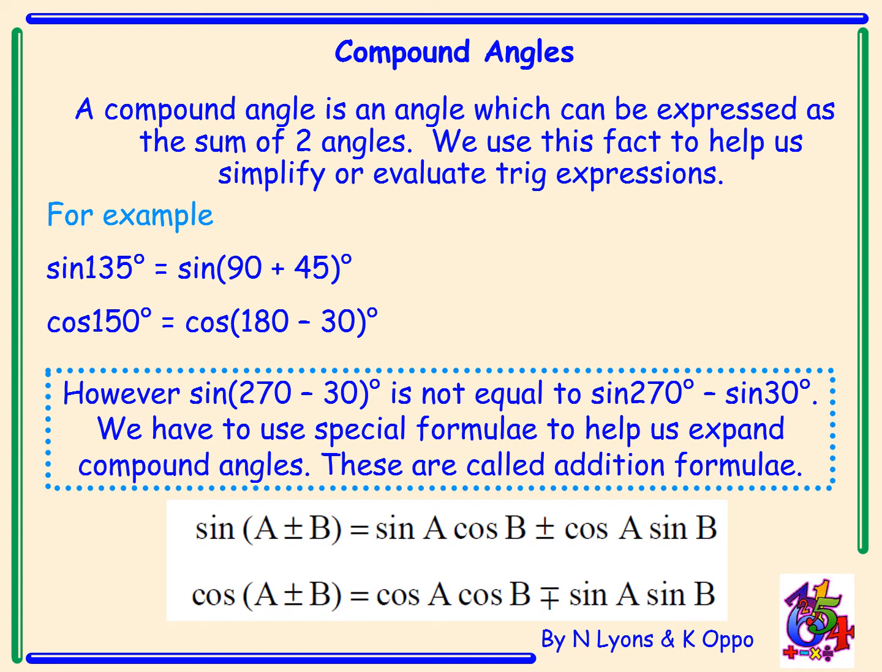There are addition formulae for cosine as well. So cos of A plus B is cos A cos B minus sine A sine B, and cos of A minus B is cos A cos B plus sine A sine B. It is important to note that the cosine expansion changes sign compared to what's originally in the bracket.